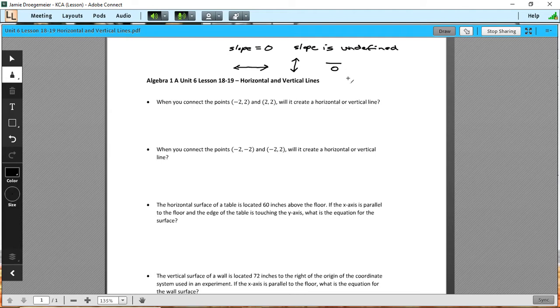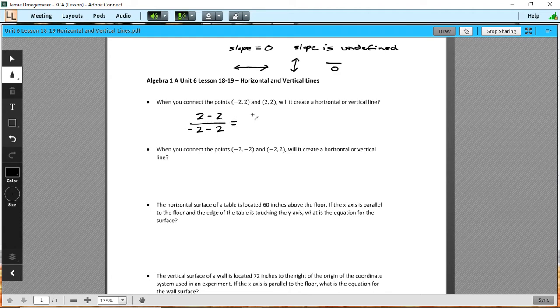So this first one says, when you connect the points -2, 2 and +2, 2, will it create a horizontal or a vertical line? Well, one thing we could do is plot those points and draw the line between them. But let's just think about it in terms of finding the slope. I would take the difference between the y values. So the first y is 2, the second y is 2. And then the difference between the x values, first x is -2, second x is +2, so -2 minus 2.